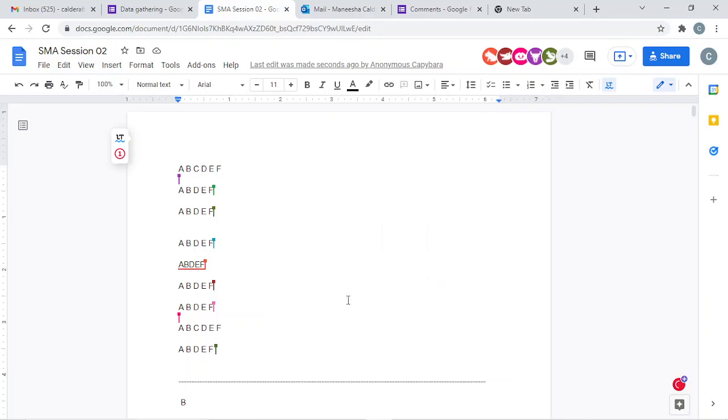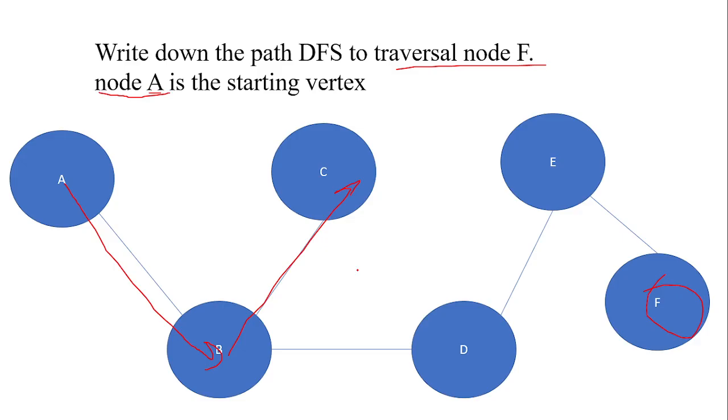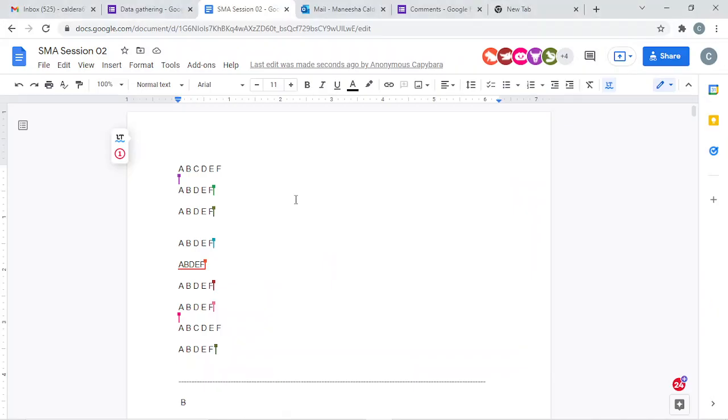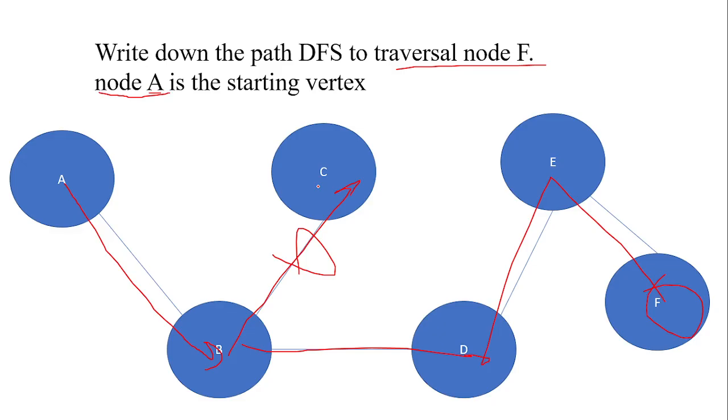There are two answers like that. You can't go to this path. If you go, you have to come back again. Then you have to go to D, then E, then F. Right? Not sure what's the reason. If you misunderstood, let me know, then I'll clarify.